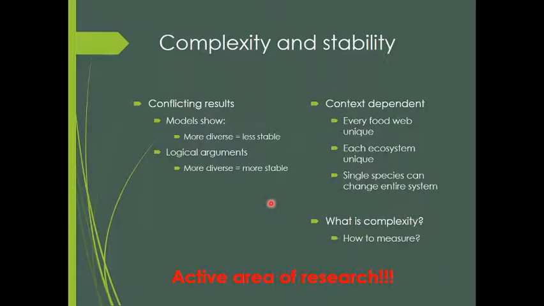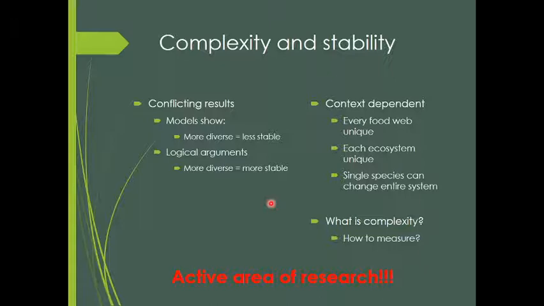The thing is, there's a lot of really conflicting results of this. When we do simple models of food webs, we see that more diverse, more connected food webs are actually less stable. A lot of that work is done with really simple food webs in comparison to reality. I'm talking like 4 to 5 species, and there's very few food webs that only have 4 species. These simple models show that more connected, more diverse food webs are less stable.